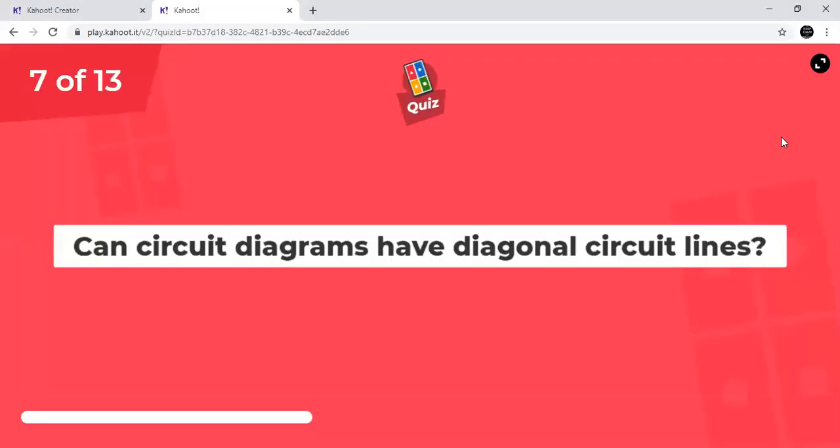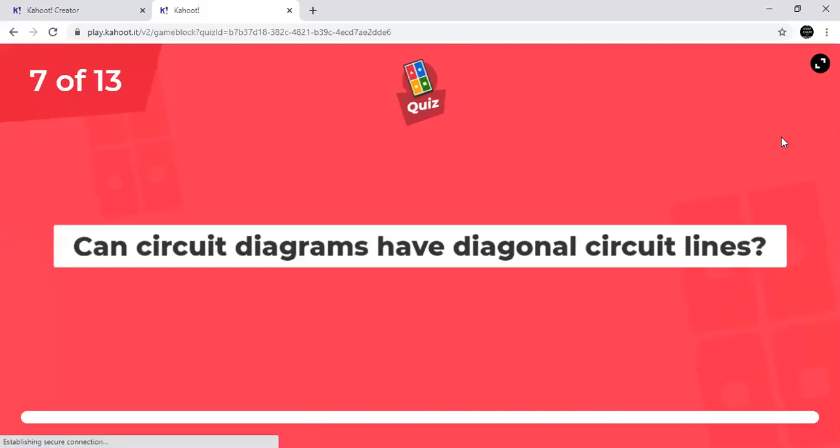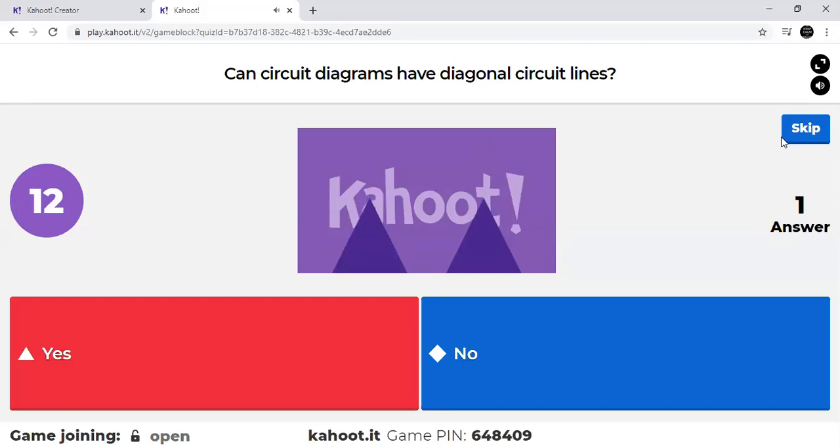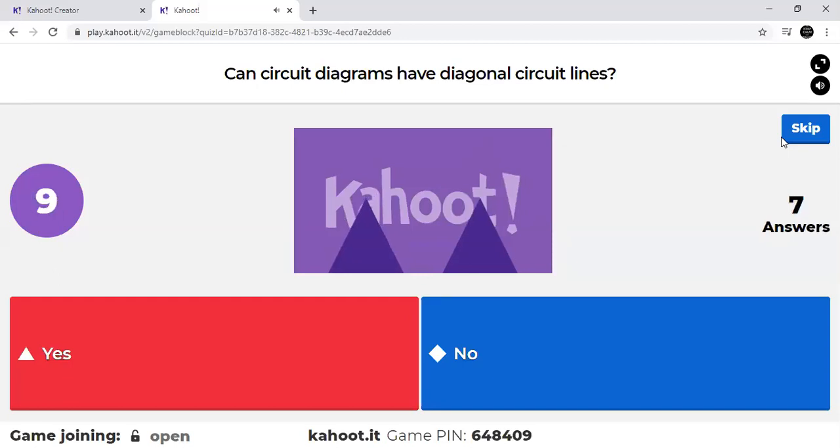Guys, remember, I cannot take hands. Just post your question or your comment in the group chat. Can circuit diagrams have diagonal circuit lines? Yes or no?